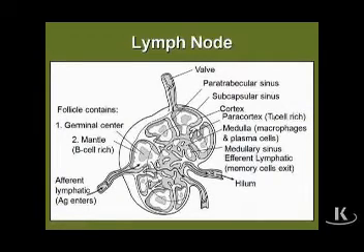And then finally, the medulla is a combination of medullary cords and medullary sinuses. The medullary cords, as we'll see histologically, contain macrophages, plasma cells, and lymphocytes, whereas the medullary sinuses are continuous with the efferent lymphatics that leave at the level of the hilus of the node.